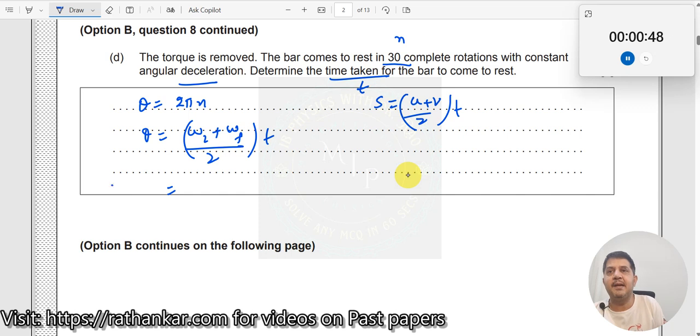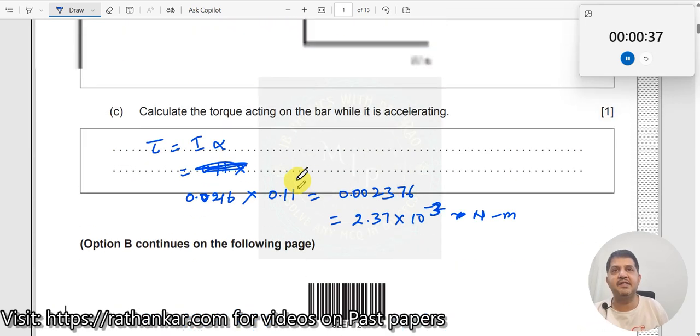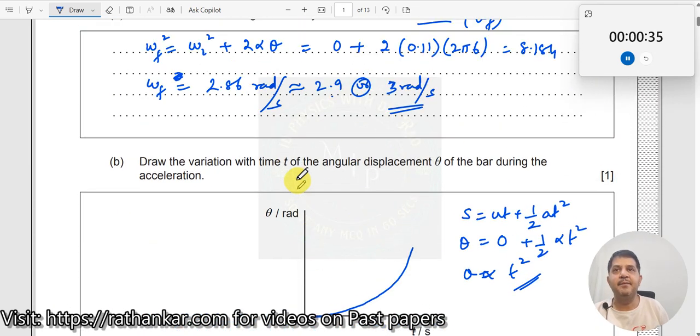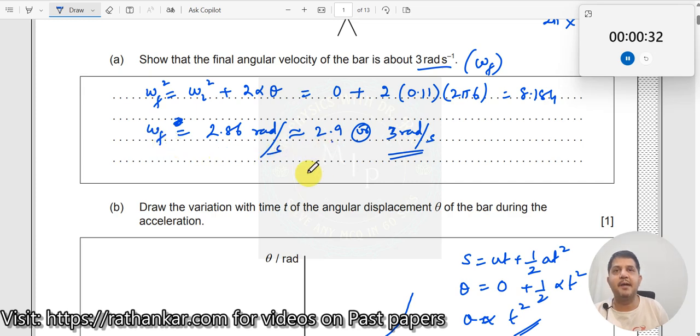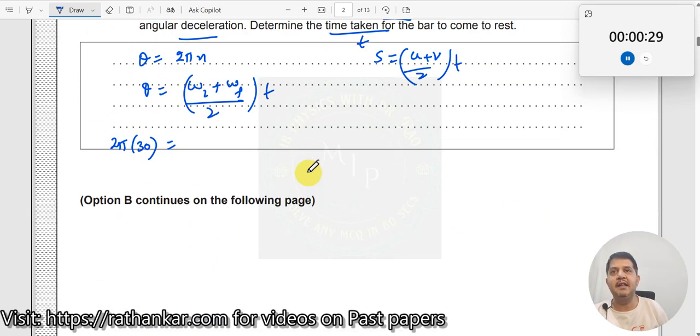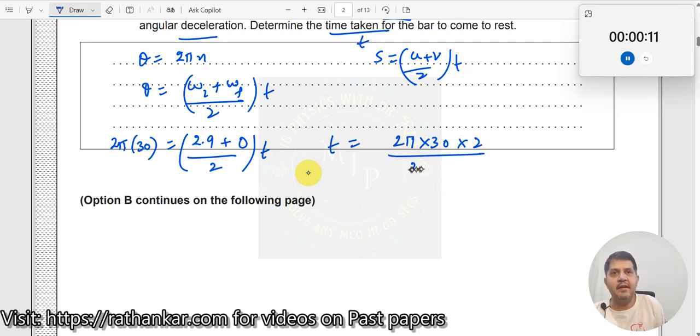So now what is this theta? 2 pi n, which should be 2 pi into 30. And then what is omega i? The initial value, when the torque was set up. This was the angular velocity which we got here, which is 2.9. So we will take this as 2.9. And then when the torque is removed, it keeps on rotating and comes to rest, which means the final angular velocity should be 0, divided by 2 multiplied by t, right? So your value of t will now be equal to 2 pi into 30 into 2 divided by 2.9.